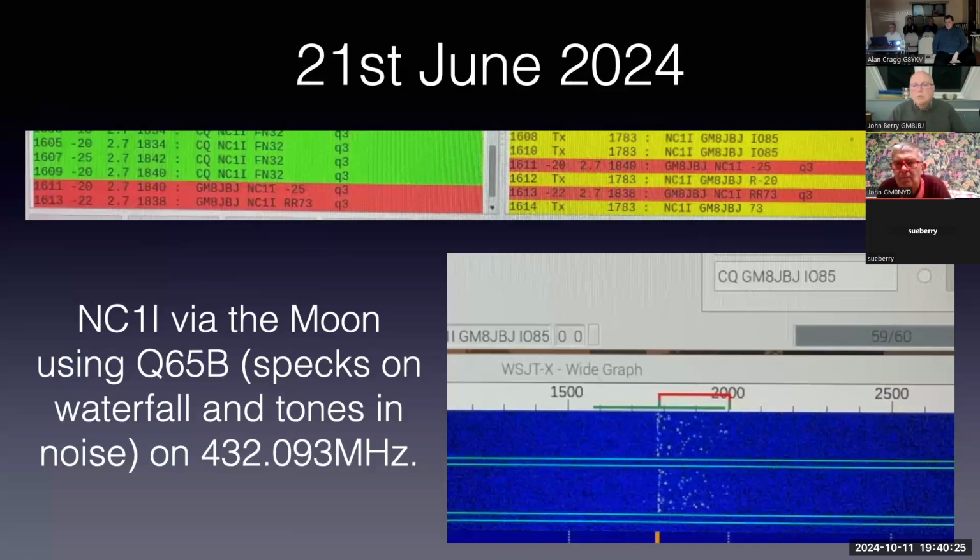That's 20 dB below the threshold. He's given me -25, and you'll see there that there's a Q number, Q3. That's telling you that the software is having trouble. It's had to go through a number of iterations to actually decode me, and indeed decode him. You'll see on the green. So there we are. NC1I via the moon on the 21st of June.